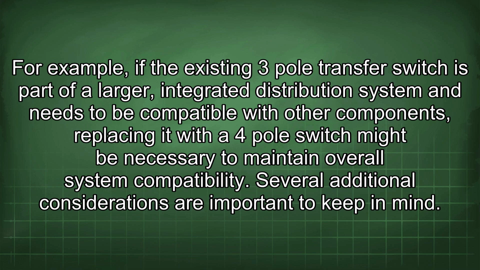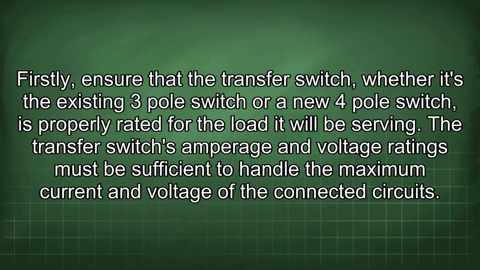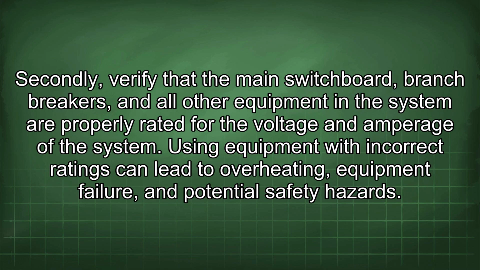Several additional considerations are important to keep in mind. Firstly, ensure that the transfer switch, whether it's the existing 3-pole switch or a new 4-pole switch, is properly rated for the load it will be serving. The transfer switch's amperage and voltage ratings must be sufficient to handle the maximum current and voltage of the connected circuits. Secondly, verify that the main switchboard, branch breakers, and all other equipment in the system are properly rated for the voltage and amperage of the system. Using equipment with incorrect ratings can lead to overheating, equipment failure, and potential safety hazards.